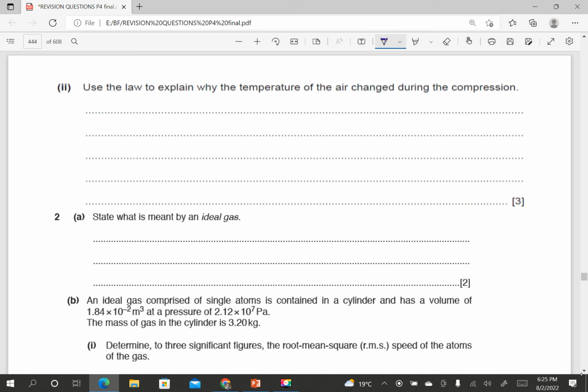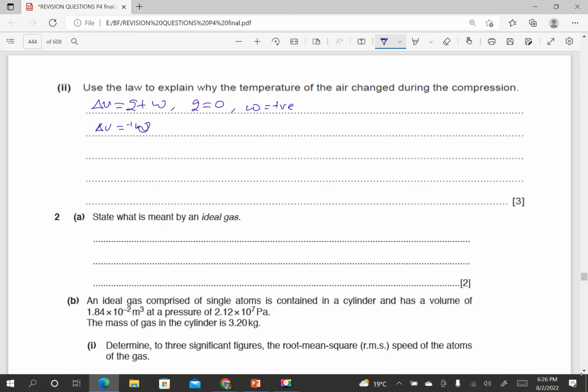Use the law to explain why the temperature of the air changed during the compression. Remember, there was no heat entering or leaving the system. We have already seen from the first law of thermodynamics that delta U is equal to Q plus W. We said no heat enters or leaves the system, so Q is equal to 0. But there was a compression, the volume was decreasing, so the work done is a positive value. Because the volume was decreasing, work was done onto the system. So the change in internal energy is equal to the work done, and it is a positive work done.